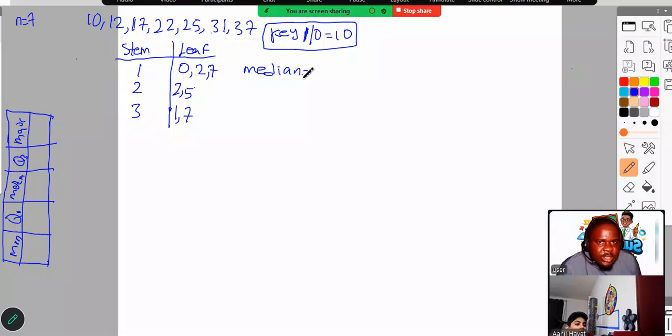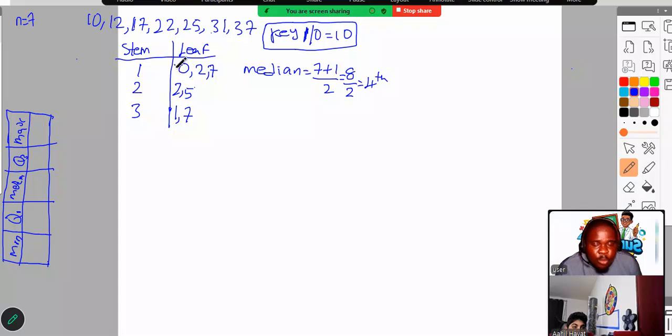Now, since 7 is odd, that means to get our median, we are going to use 7 plus 1 over 2, because 7 is an odd number. Now, 7 plus 1 will give us 8 over 2. If you divide 8 over 2, we have 4. Which tells us that the fourth number in this stem and leaf plot will give us our median. So let's count the fourth number from the top.